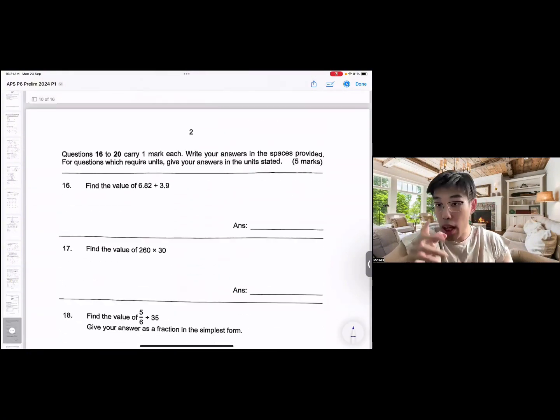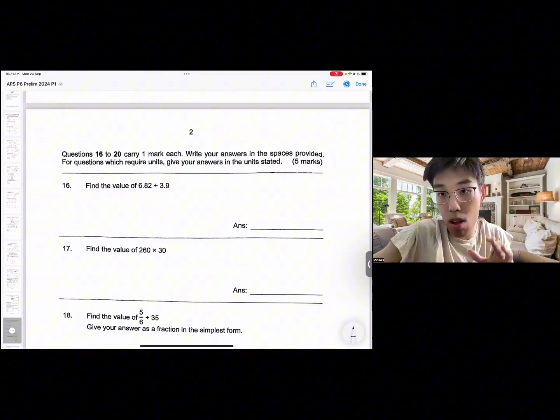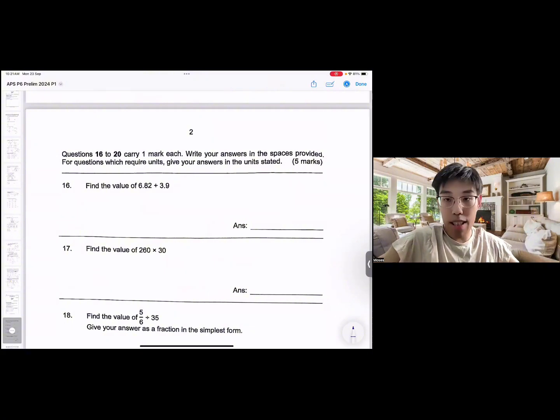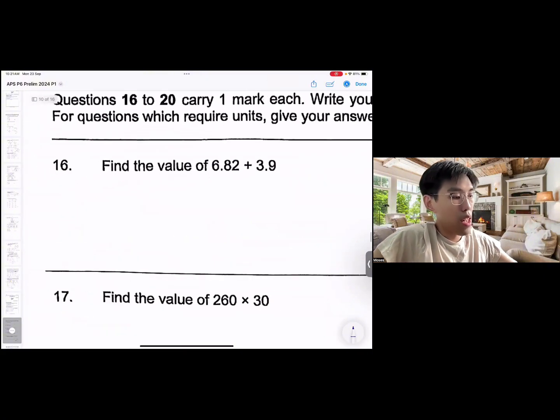Okay, once again, this one also cannot use calculator, so I'm not using any calculators here. Later then we take out calculator. Okay, so let's continue here.